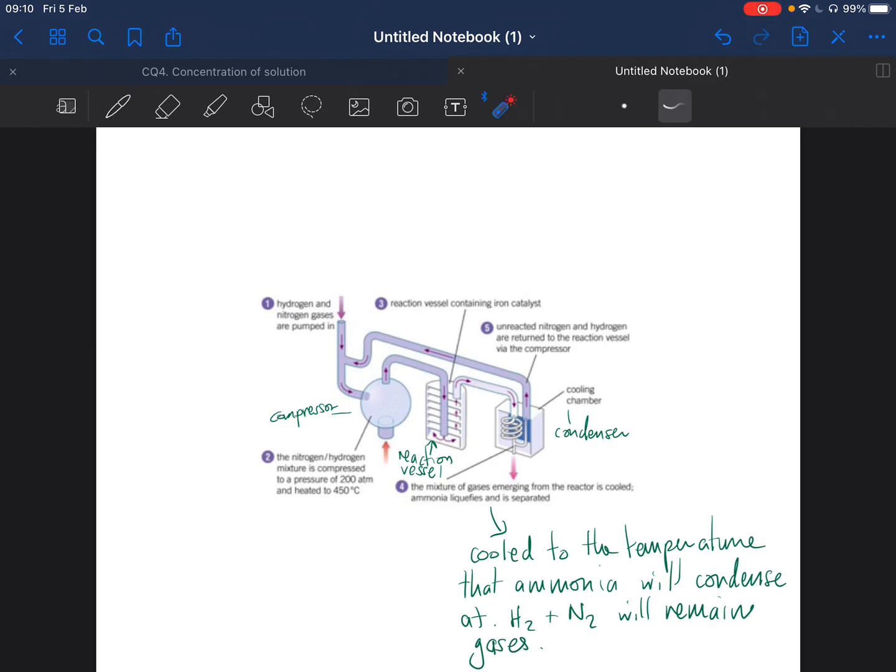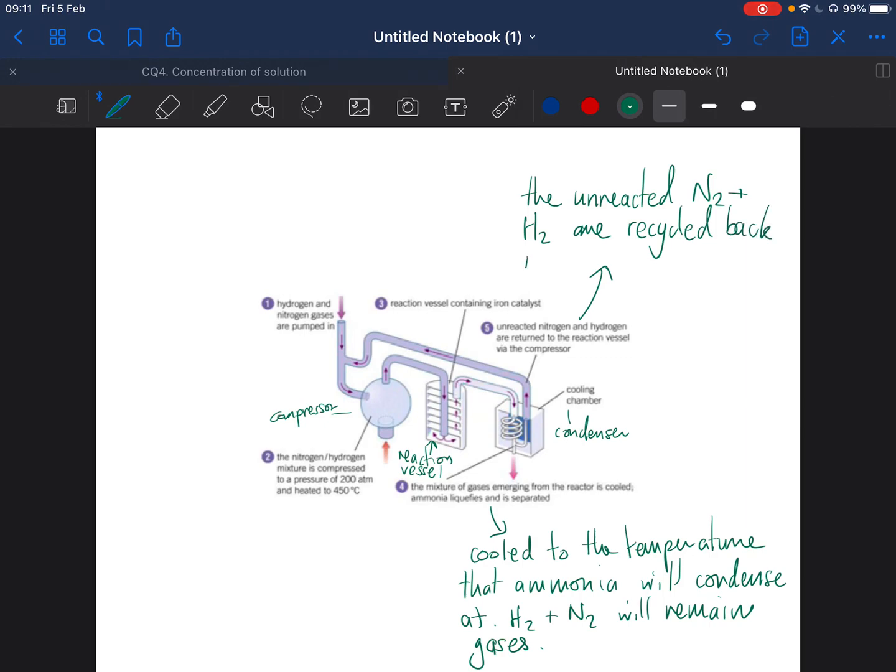And so what happens there is the ammonia comes out and we drain it off and we use it, and the unreacted nitrogen and hydrogen are sent back round to do it all again. And so it's a process where that happens. So any unreacted nitrogen and hydrogen are sent back to the compressor to go in again. We say that the unreacted N2 and H2 are recycled back into the system. And they keep going round and reacting and reacting.